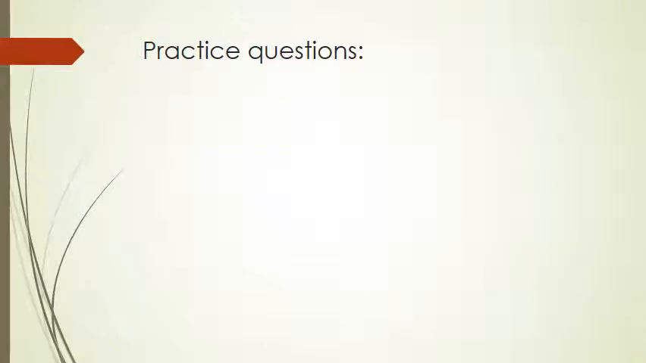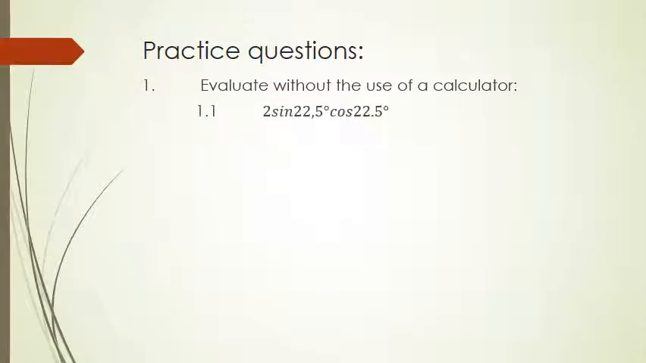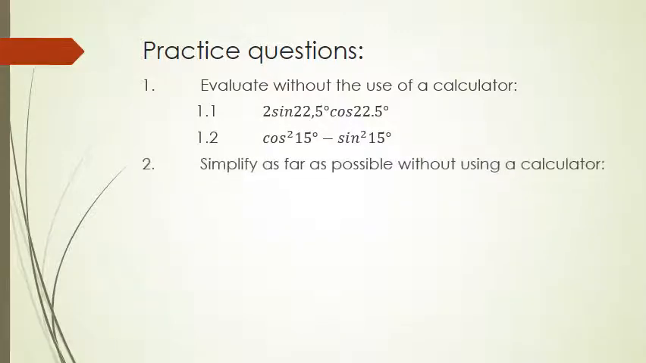Here are some practice questions on the use of the double angle formula in reverse. Number 1, evaluate without using a calculator. 1.1, 2 sine 22,5 degrees cos 22,5 degrees. 1.2, cos squared 15 degrees minus sine squared 15 degrees. Number 2, simplify as far as possible without using a calculator. 2.1, 2 sine 10 degrees cos 10 degrees. 2.2, 1 minus 2 sine squared 20 degrees.